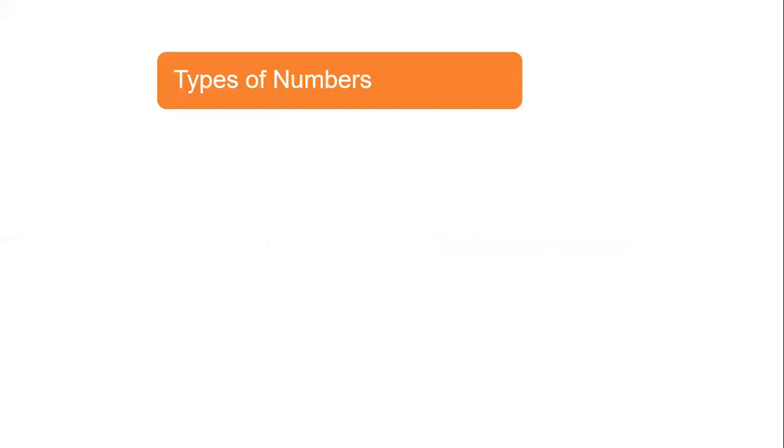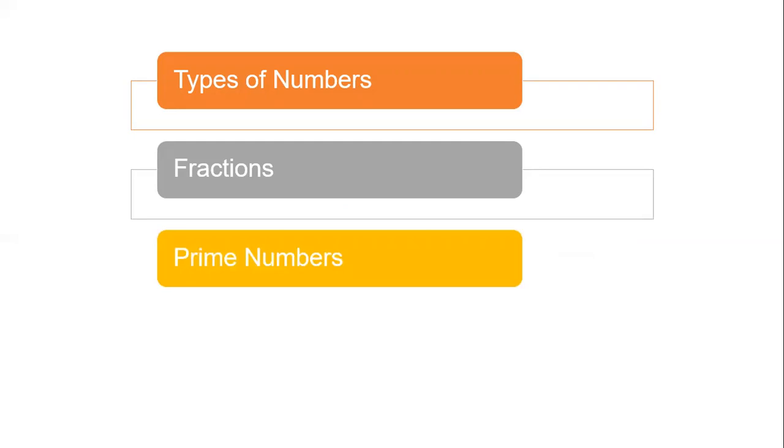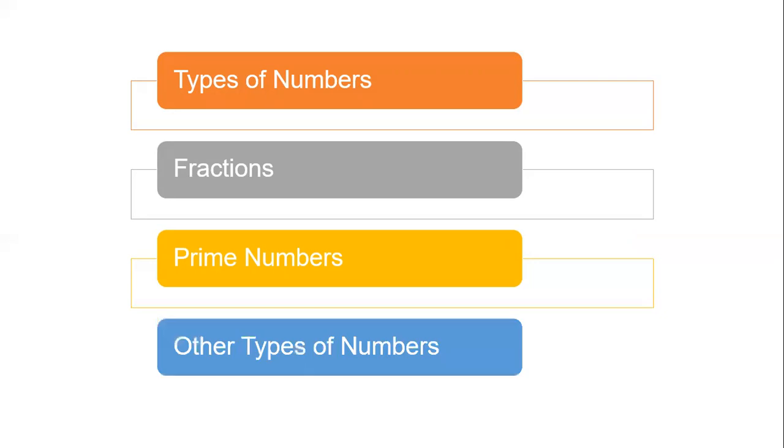Specifically, you're going to learn about the types of numbers. You already know some types of numbers, right? Based on our modules. Then we'll know more about fractions as well as prime numbers. I'm sure you're familiar with prime numbers. And then other types of numbers as well. Those are our four main topics and objectives for today. Now, what are the types of numbers?